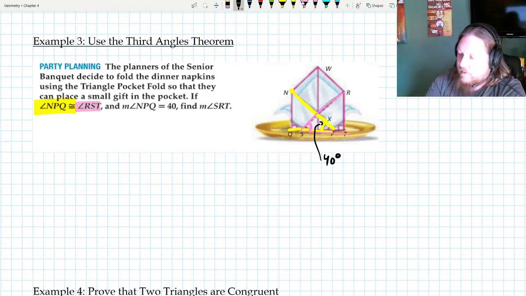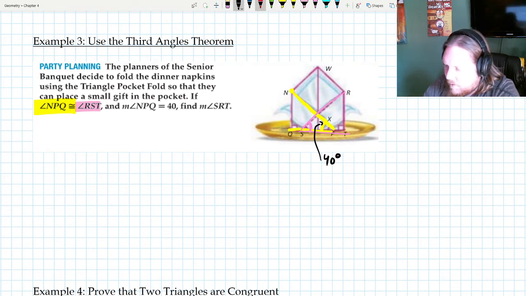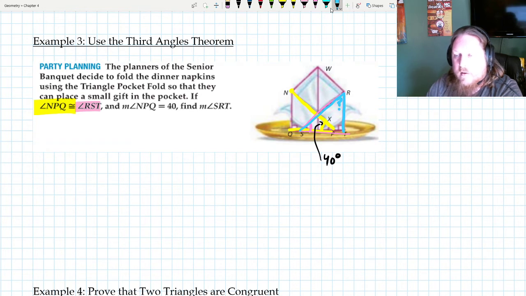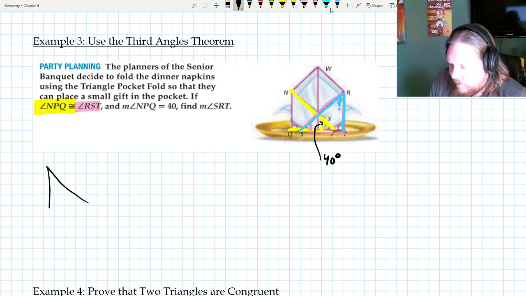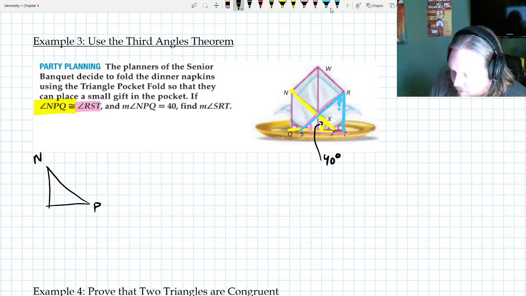We want to find SRT. Let's highlight that one in blue. SRT. So notice it's a different angle this time. We're looking for this angle in the top corner. Now I just drew a bunch of stuff on the picture. Let's separate them out and take a look at them. So I have a triangle here on the left. NPQ. They tell us the Q is 90 and that this angle down here is 40 degrees.